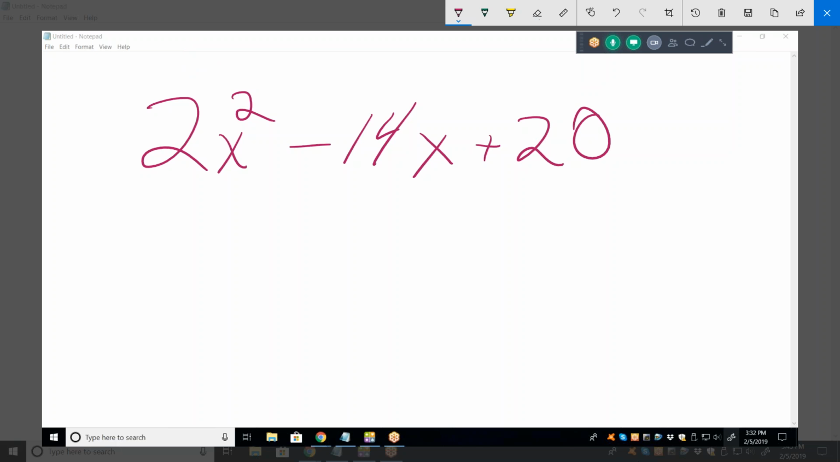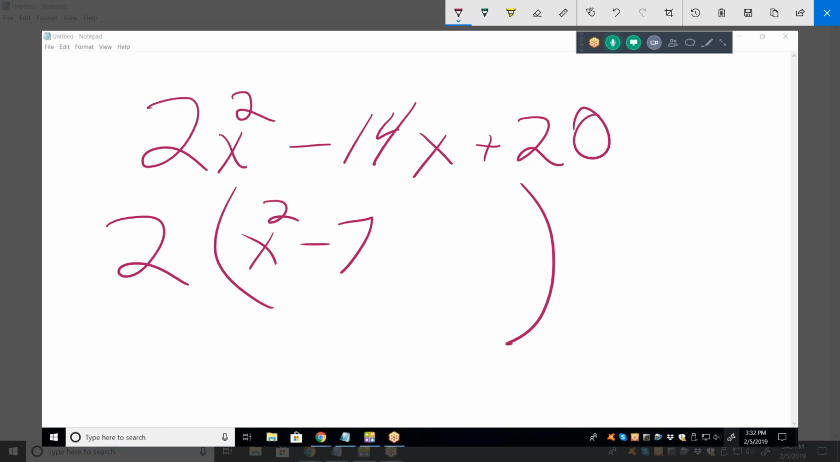Now, I said this was not an easy one, but there's something you can do to this to make it an easy one. What's the first step here? To find the greatest common factor. Right. What is it? 2. Okay. So I'm going to factor out a 2. What does that leave me? X squared minus 7x plus 10.